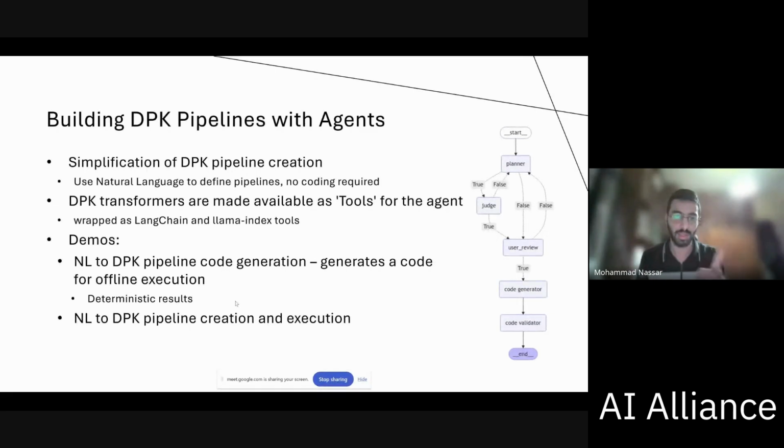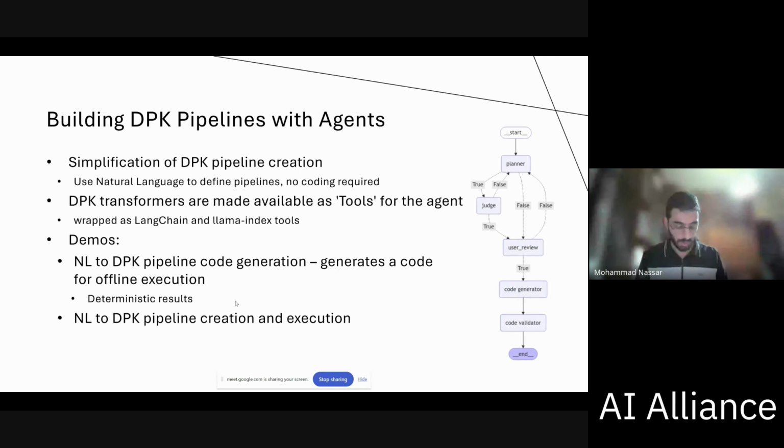The second contribution is making the DPK transformers available as tools for other agents. For that, we wrap the DPK transforms as LangChain and Llama Index tools. LangChain and Llama Index are powerful agent management frameworks, so anyone can use them in different agents. Any user can provide their agent with these tools, so they can use the DPK transformers.